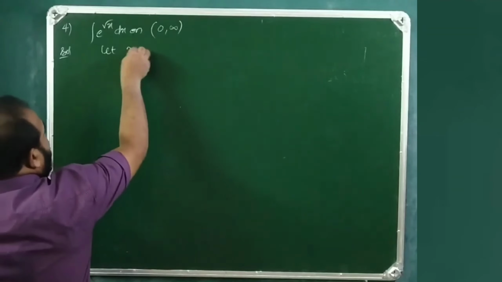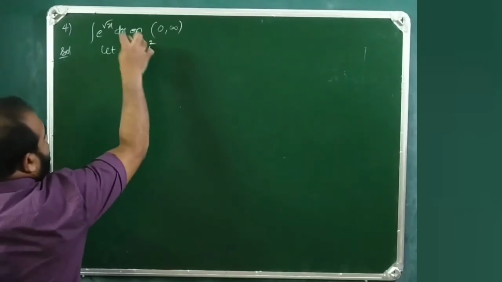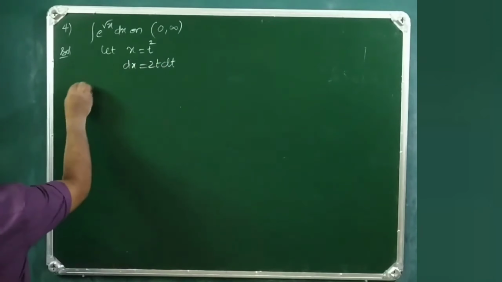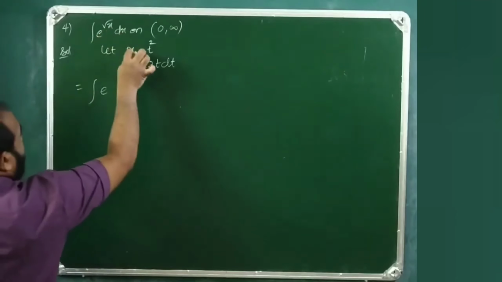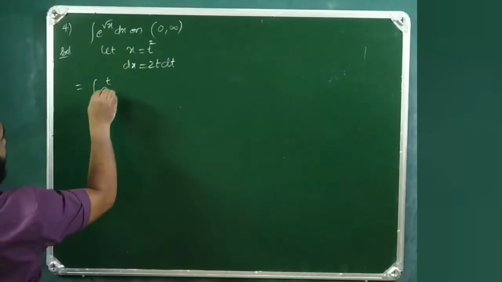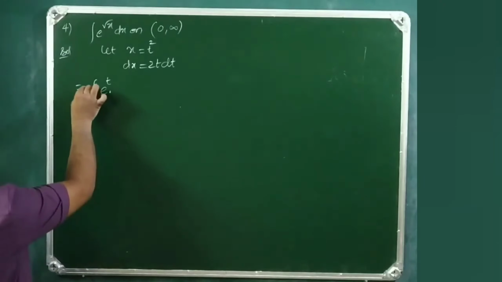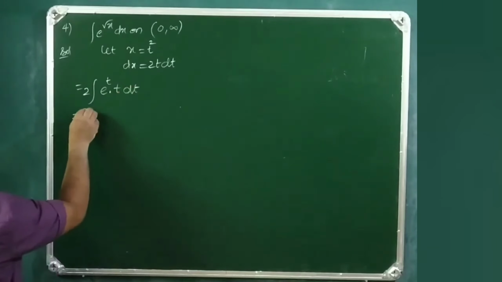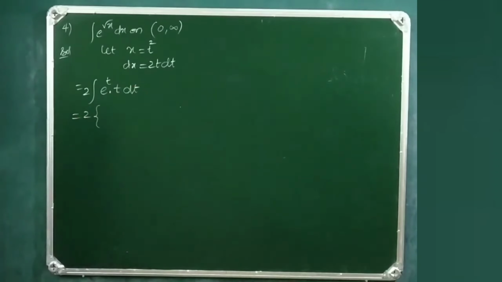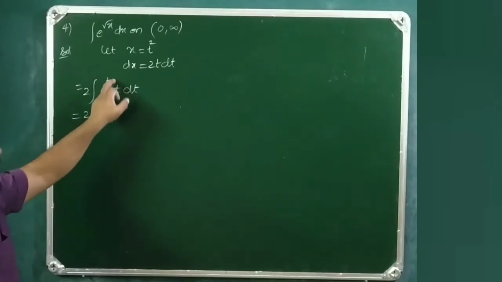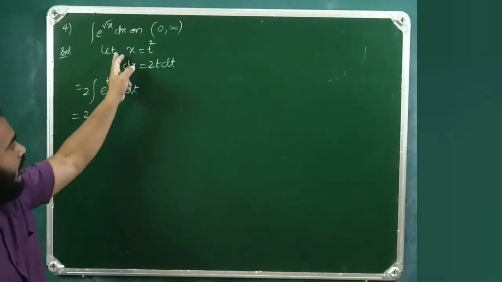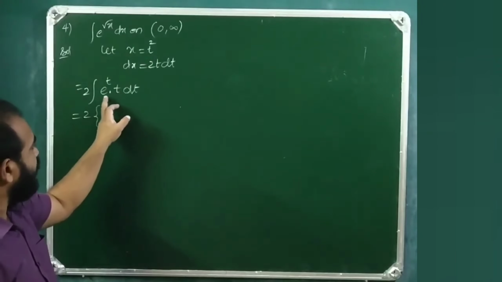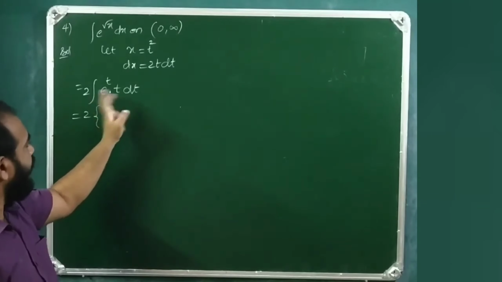So let x equal t square. Now differentiate: dx is equal to 2t dt. Now this is equal to e power x, with x as t square, root x is root t square, which is t, into dx, which is 2t dt. So I am writing 2 outside of the integration, t dt. So 2 into, here e power t is like e power x, because we have changed the variable. Therefore, instead of e power x into x, it has become e power t into t.